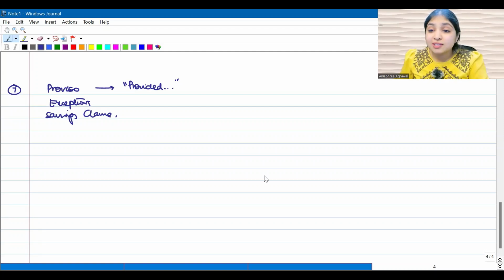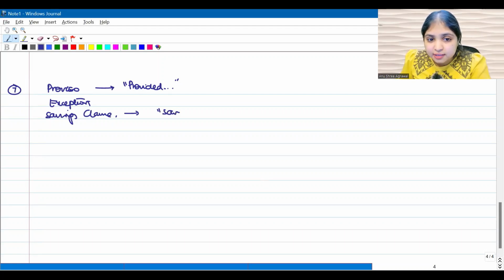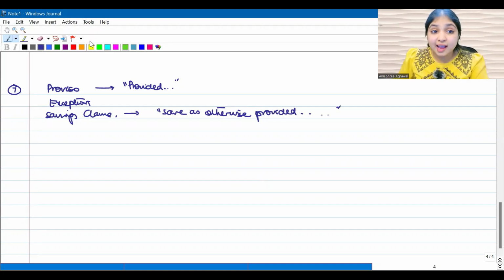Okay. Then what is this savings clause? A savings clause starts with the words save as otherwise provided. Just like how the word provided is the identification point of a proviso, similarly, save as otherwise provided is how we identify a savings clause.